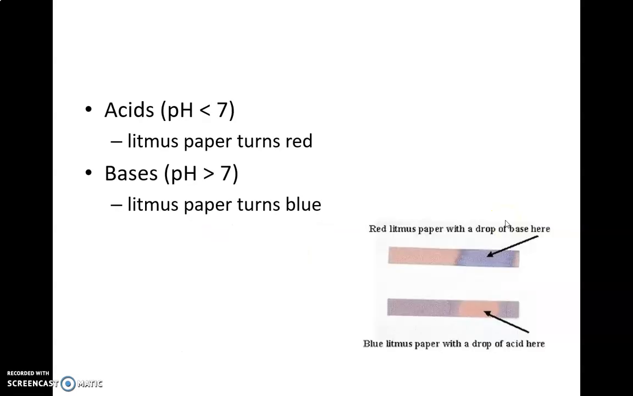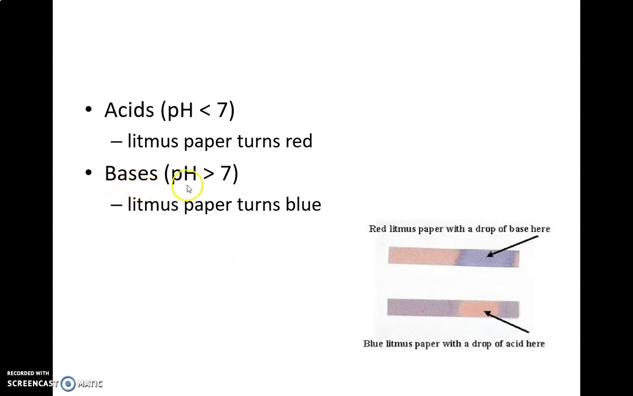Something else that you need to know as it relates to acids and bases is this thing called a litmus test. Litmus paper reacts with acids and bases really well, and it's designed to give a color change. All you need to know for this is that when we're testing litmus paper in acids, so substances that have a pH of less than 7, the litmus paper is going to turn red. You can see here in this diagram, I've got a blue litmus paper, and if I put a drop of acid on this blue litmus paper, you can see that the litmus turns red. If I were to test a red litmus paper on an acid, then the red litmus paper would just stay red. There would be no color change.